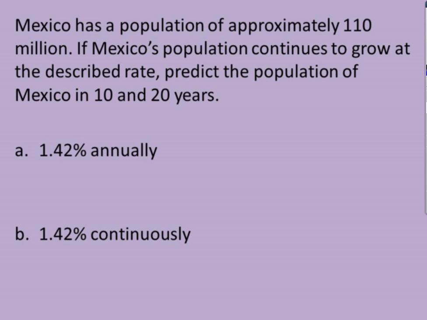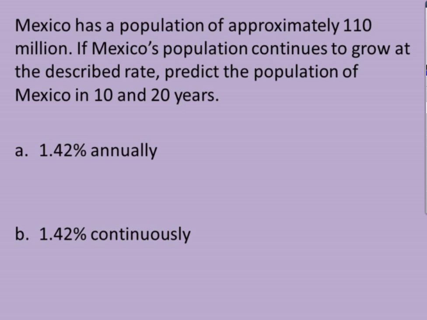Mexico has a population of approximately 110 million people. If Mexico's population continues to grow at the described rate, predict the population in Mexico in 10 years and in 20 years. So the first one says they're going to increase at 1.42% annually.